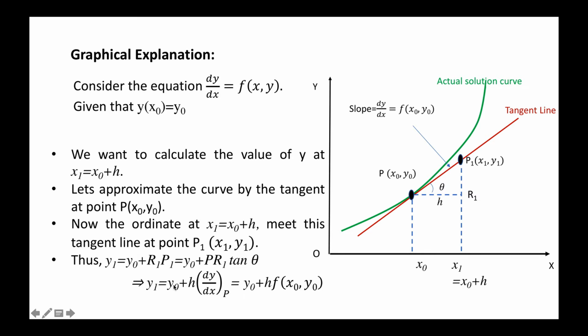So y1 comes out to be y naught plus h times dy by dx at point P. On simplification, y0 plus h times the value of dy by dx, which is f of x, y. At point P, x and y have the values x0 and y0, so f of x0 and y0. So simply, the value of y at the next point, that is y1, is equal to the previous ordinate y0 plus step size h multiplied by the function at the initial point x0, y0. So this is the Euler's formula.